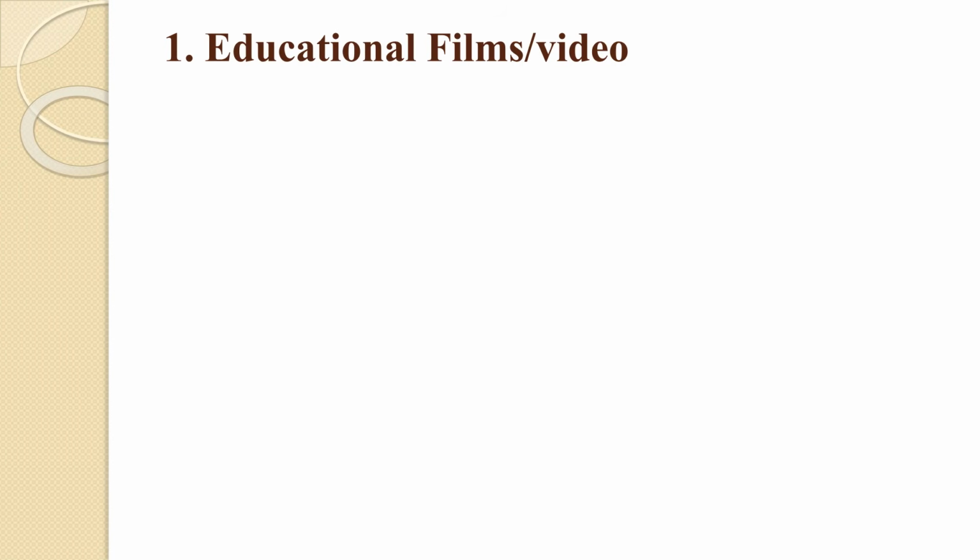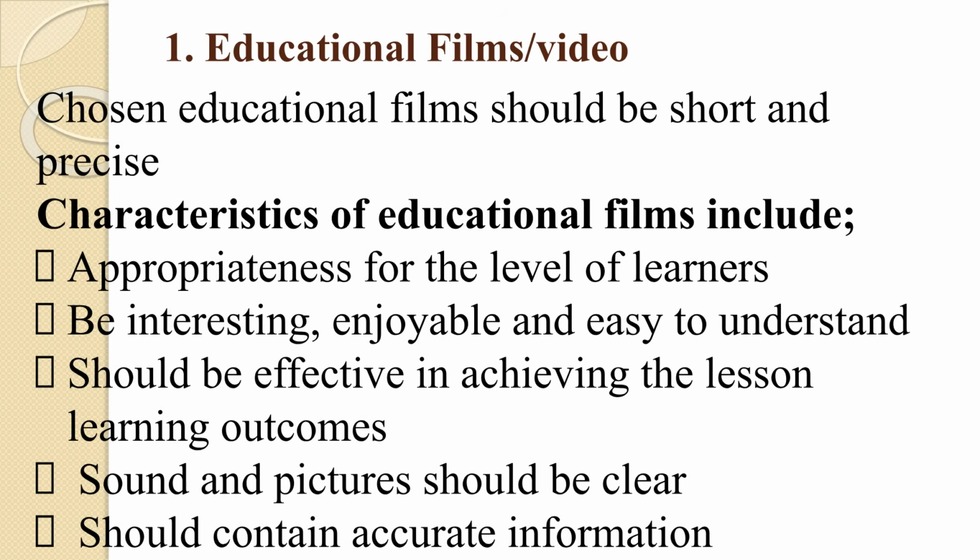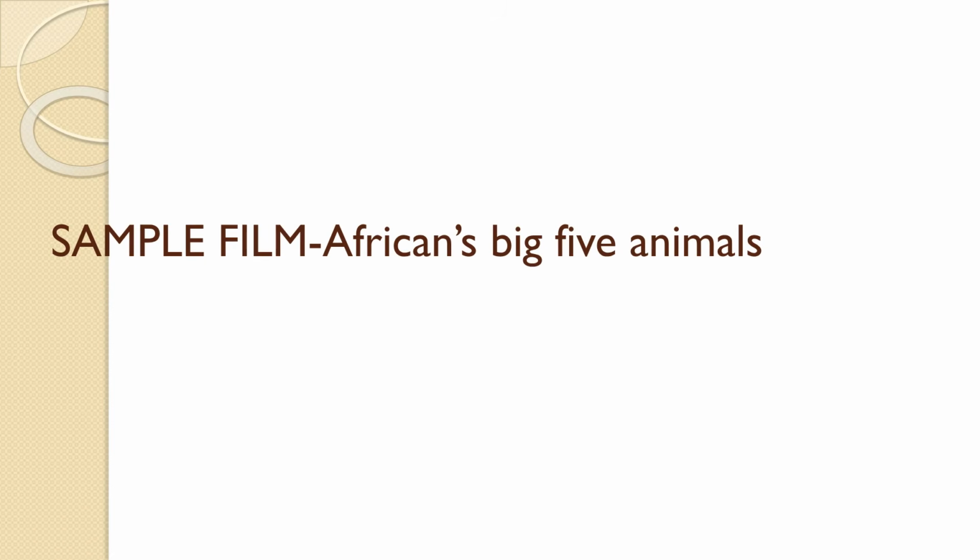When selecting educational films, ensure they are short, precise, and appropriate for your students. The content should be interesting and easy to understand, with high-quality sound and clear visuals. For example, a short film about Africa's Big Five animals could serve as an excellent visual learning resource.